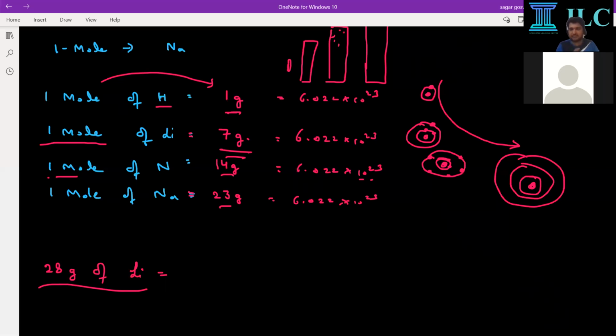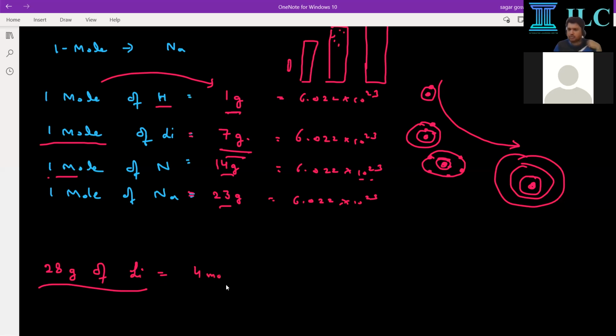7 times 4 is 28, right? Is that wrong? No, you are right, completely right. But I want to make a formula out of whatever you just thought. So can we say 7 is 1 mole, so 7 times 4 is 28, so obviously it has 4 mole.